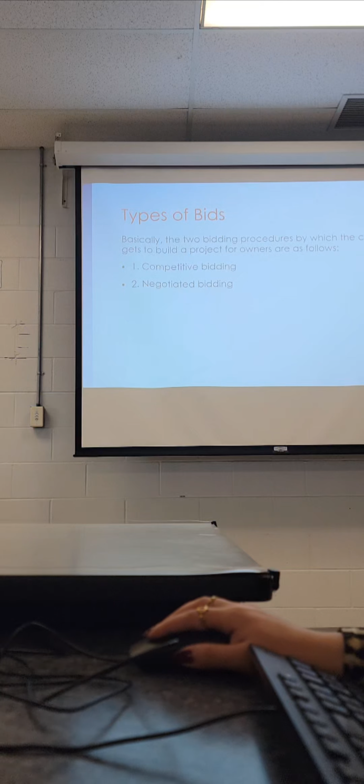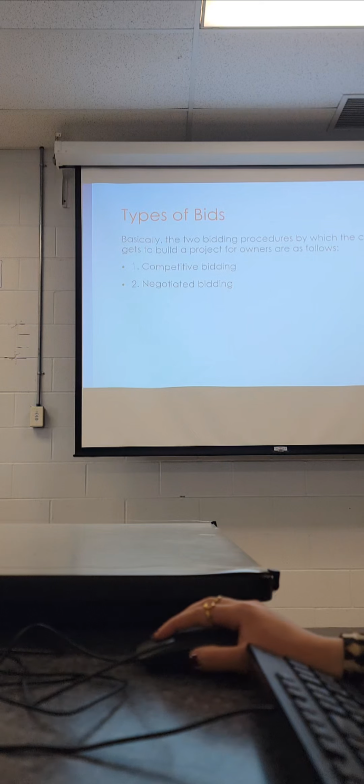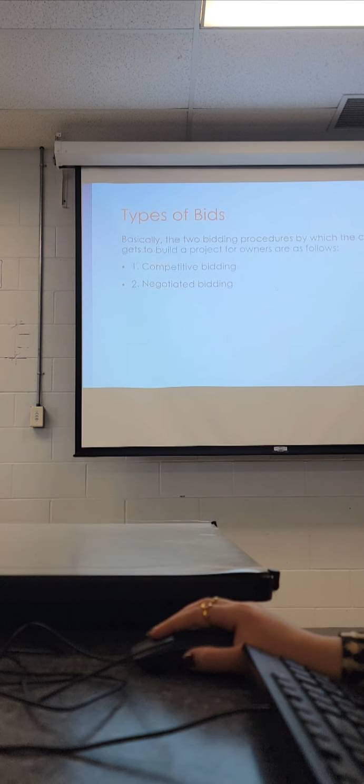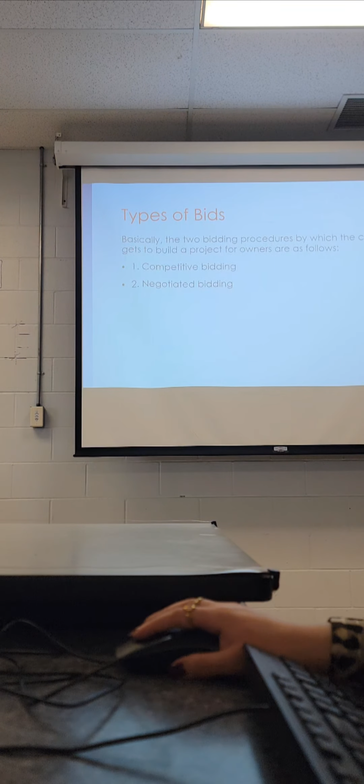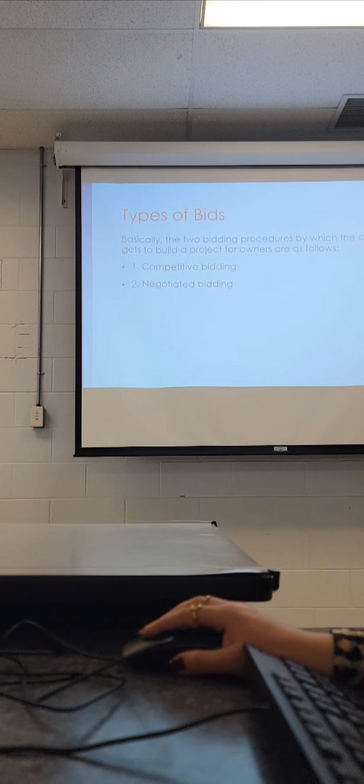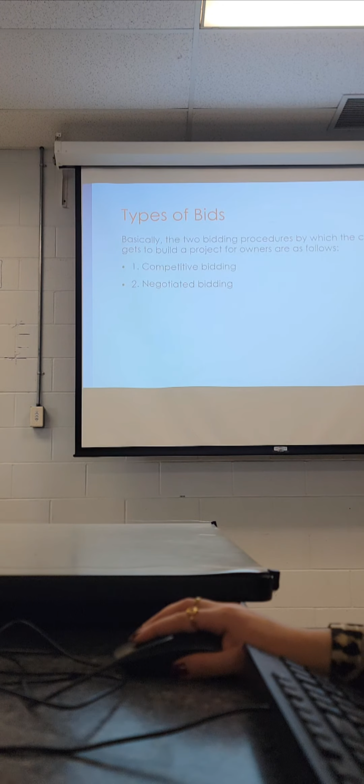Two bidding procedures. It's competitive bidding or negotiated bidding. Different than the type of tender. You know the difference between those? Similar. Negotiated bidding could be before, when you pick somebody and you negotiate. It could also be when you get your open bids and you have a low bid.